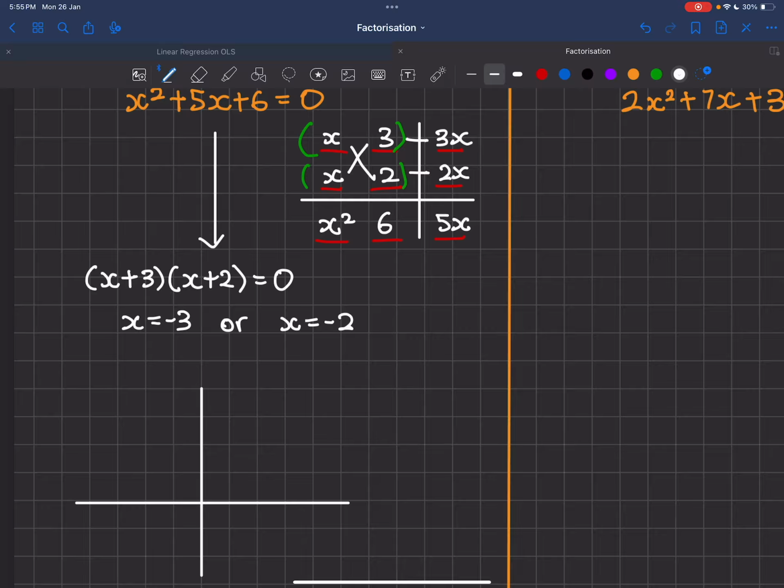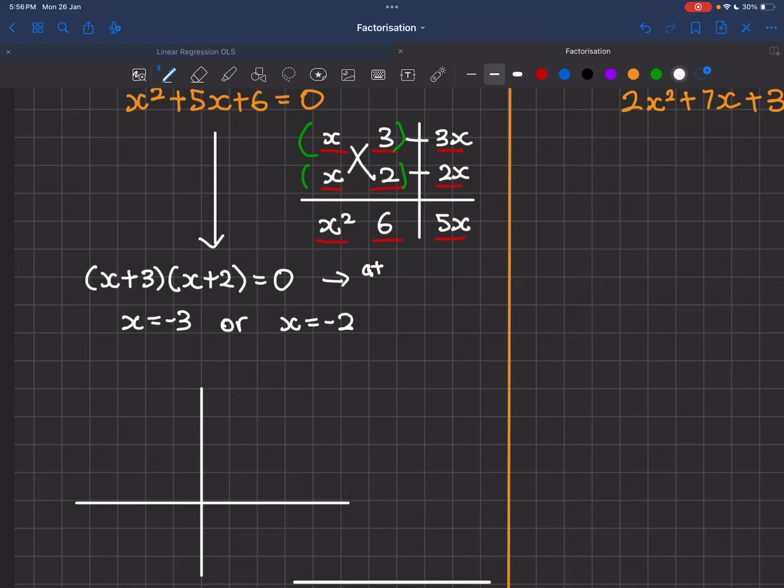Does this make sense so far? Let's say x is negative 3. Let's sub it in. Negative 3 plus 3 will give you 0 here. Negative 3 plus 2 will give you negative 1 here. So what's 0 times negative 1? Equals to 0, right? So we are done. So negative 3 is correct. Similarly for negative 2, if we were to sub negative 2 here, this thing would be 0. This thing doesn't matter.